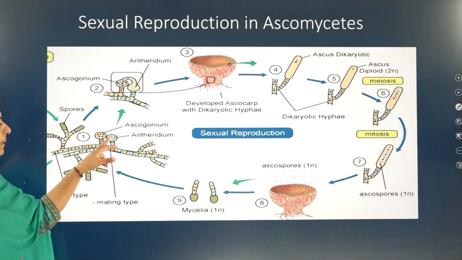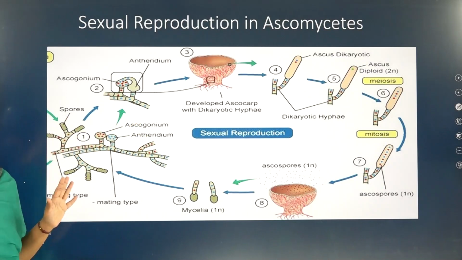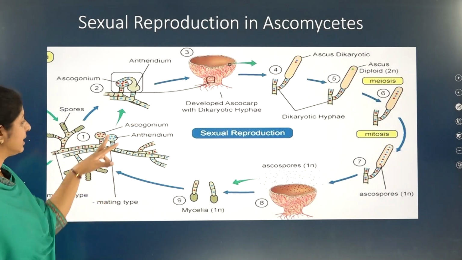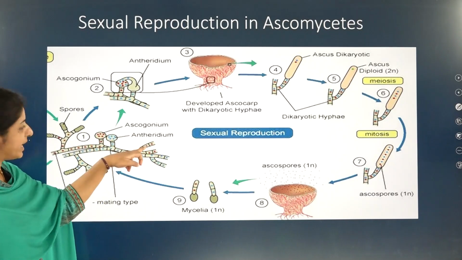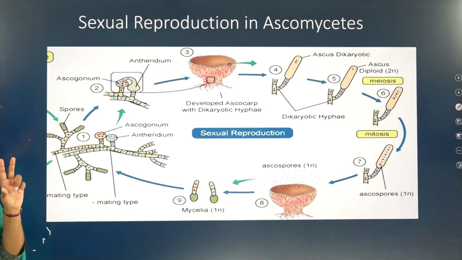Antheridium is the male structure. Ascogonium is a female structure, right? One thing must be clear, which is male and female. Antheridium is the male sex organ right now. Ascogonium is the female one, right?